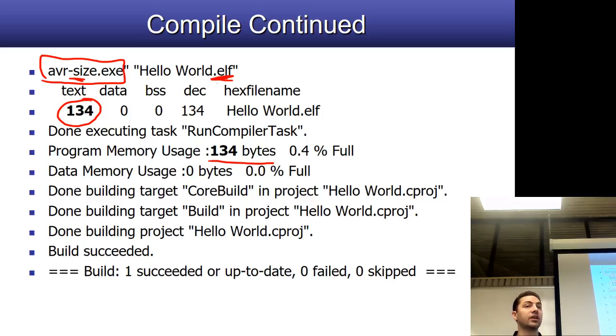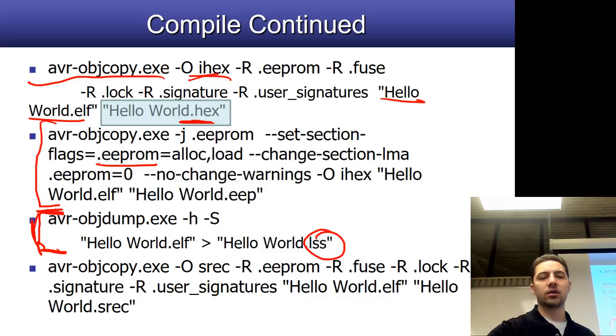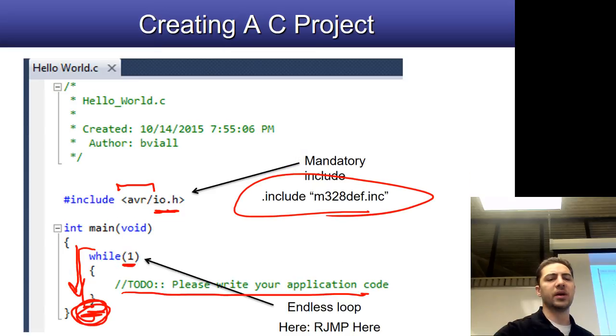67. 134 divided by 2 is 67. Sounds about right. Right? 130 would be 65, plus 2, 67. Yeah. Wait a minute. Go back to the code, four pages ago. What does this do? Loops forever. And we said, can't we loop forever with that? That's 2 bytes. What the hell are we doing with the other 132 bytes?